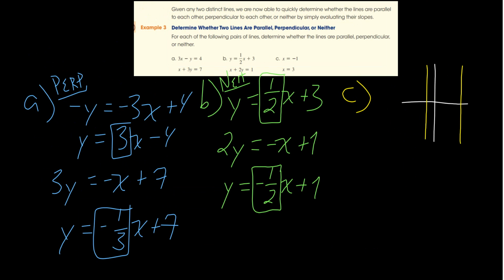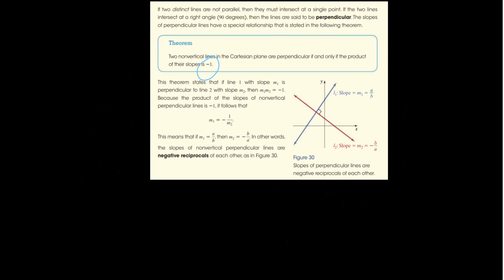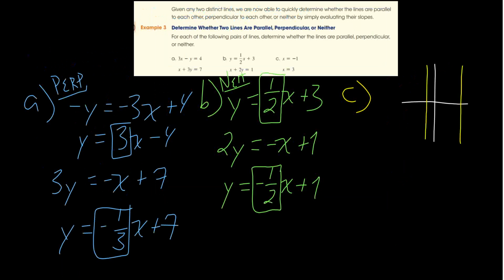And one moment, let me go back and read this again. I'm looking at this theorem here. And it says, two distinct non-vertical lines, so I guess that's also meaning it does work out for vertical lines. Okay, but anyways, so here we go. These two are vertical lines, so C would indeed just be parallel. So we'll put par. Okay.